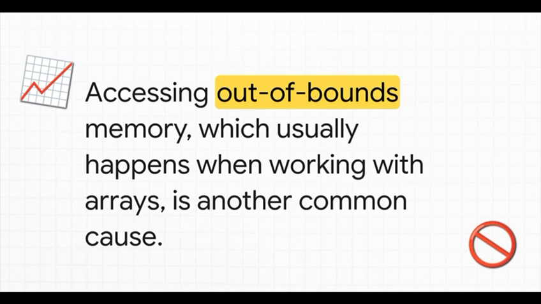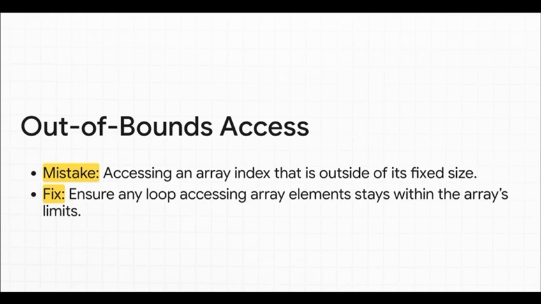Next up is a mistake that trips up everybody sooner or later, especially when you're working with arrays. And that's trying to access memory that's out of bounds. You see, C gives you a ton of power, which is great, but it expects you to know what you're doing. If you make an array with 10 slots, C will happily let you try to access slot number 11.